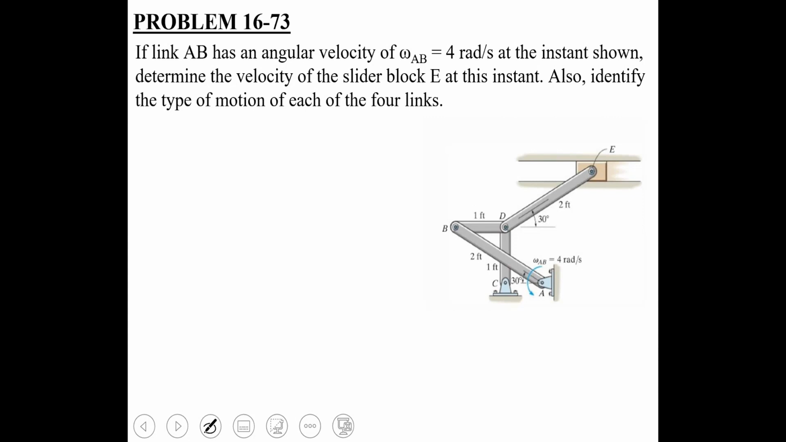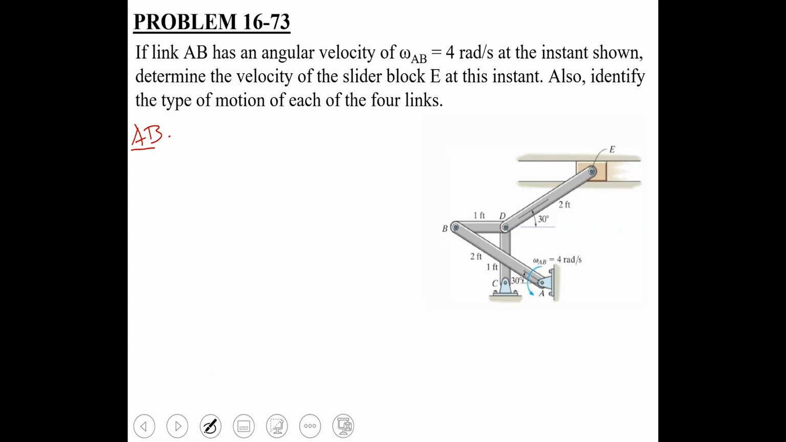Okay, so we need to find out at the instant shown what is the velocity of this slider block E. In order to start the solution, we always start from the link for which the data is given. Since the data regarding link AB is known to us, that it is rotating in a counterclockwise direction with a speed of 4 radians per second, we are going to start our analysis from link AB.